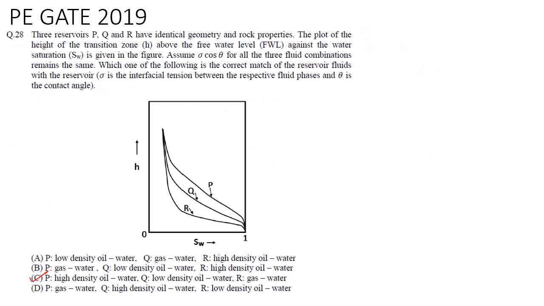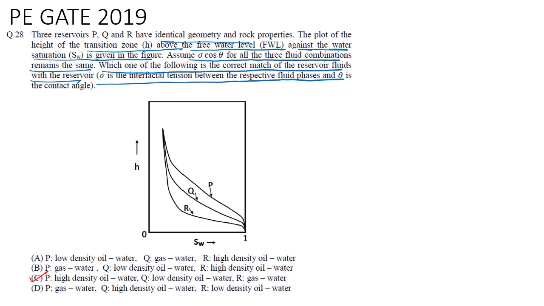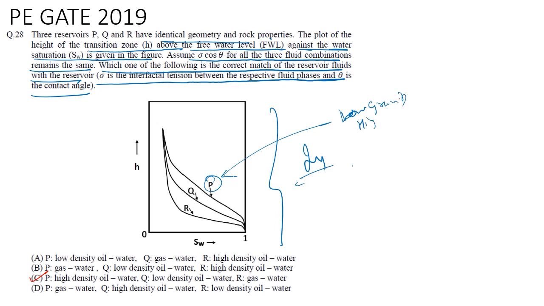Three reservoirs P, Q, R have identical geometry and rock properties. The plot of the height of the transition zone above the free water level against the water saturation is given in the figure. Assume sigma cos theta for all three fluid combinations remains the same. Which one of the following is the correct match of the reservoir fluids with the reservoir? Sigma is the interfacial tension between the respective phases and theta is the contact angle. I have already discussed this in my theory part, where P was for a low gravity oil or a high density oil and R was for a gas-water relation. So my option C would be correct over here.